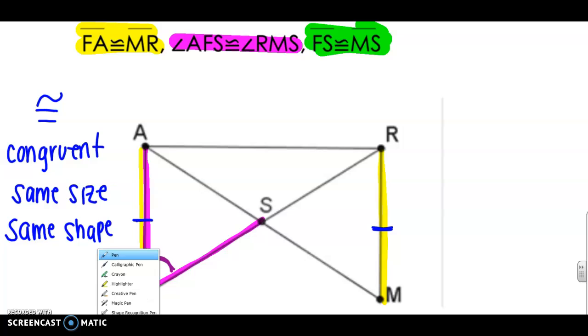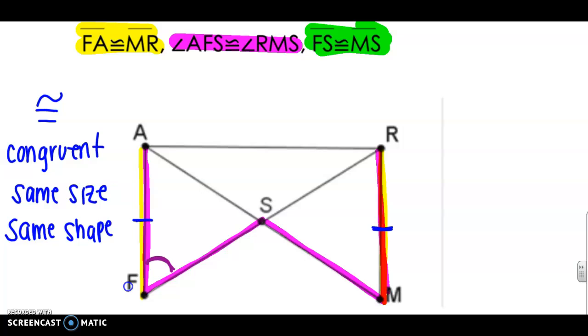So now we have to find angle RMS on our picture. So we're going to go over here, go in order of the letters. RMS. And again, we're going to put a little half circle there to show that we're talking about the angle. Now, how do I show that angle AFS is congruent to angle RMS? Again, we're going to use those little hash marks. We're going to put one on each angle. That shows us those two angles are congruent.